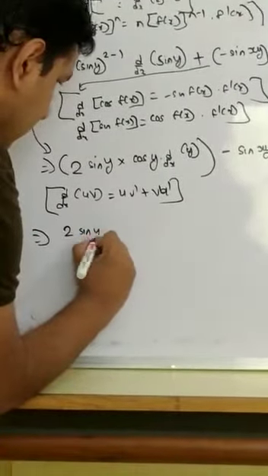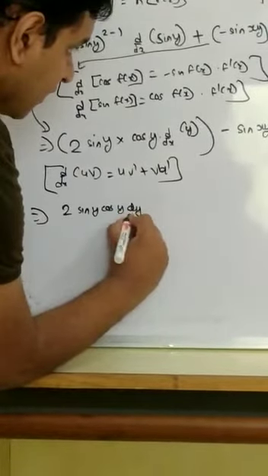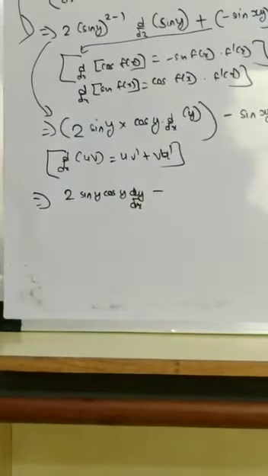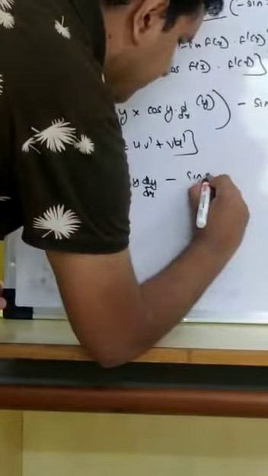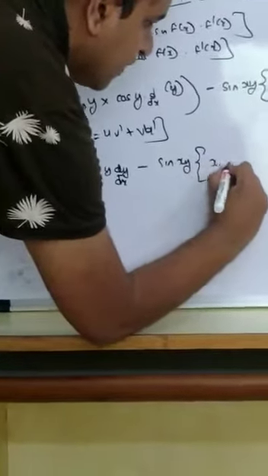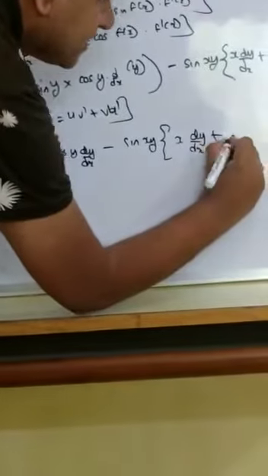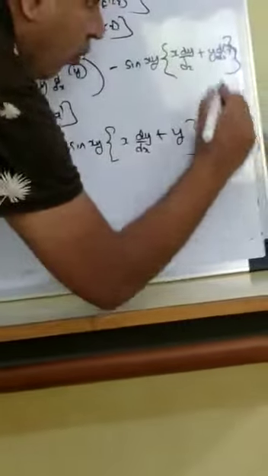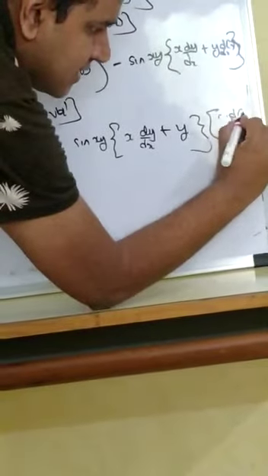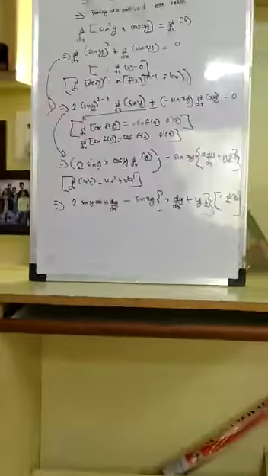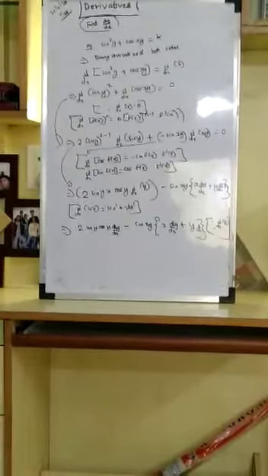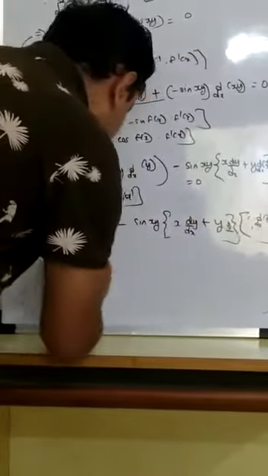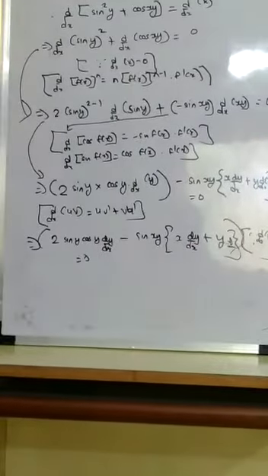2 sin y cos y dy/dx minus sin xy times x dy/dx plus y. Why am I writing d/dx of x is equal to 1? Derivative of x with respect to x is equal to 1. And this is equal to 0. This whole thing is equal to 0.